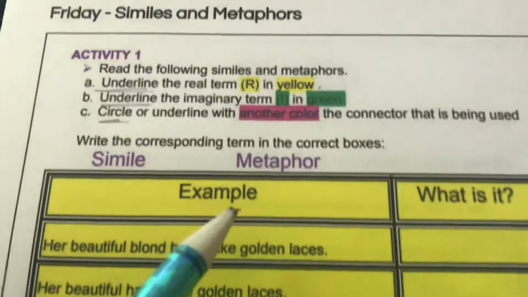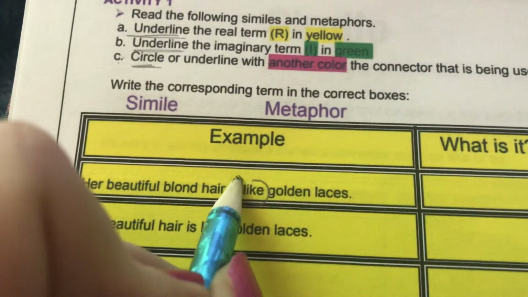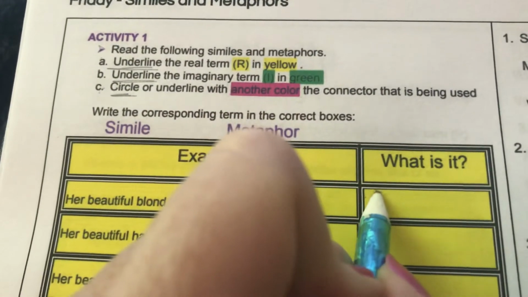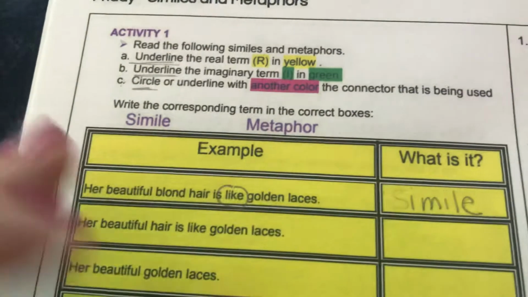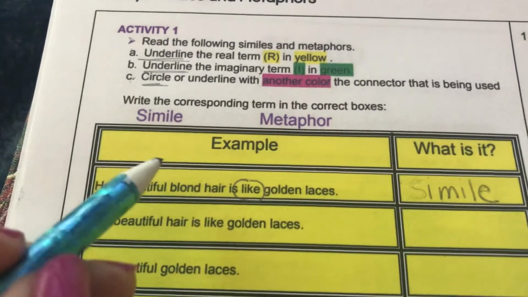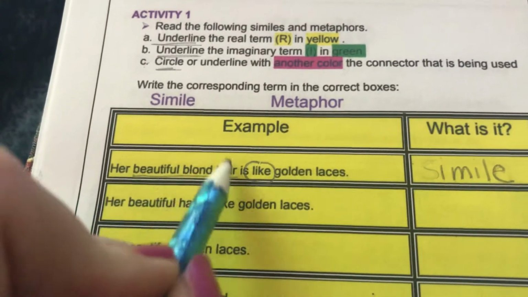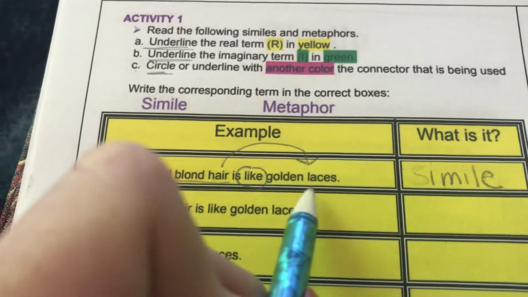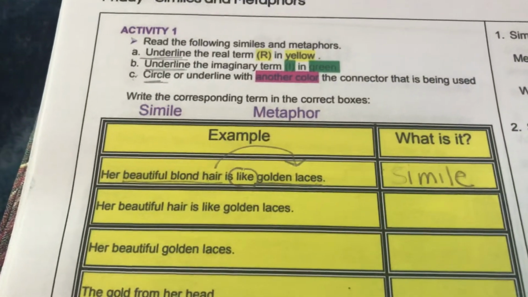Okay, I heard the word like, and we know automatically, and I'm going to circle it. If I hear that connector like, I automatically know it is a simile, right? Gosh, my pencil just does not want to cooperate. Okay, it gave it away. But now I'm going to go back and I'm going to underline my real term. My real term is beautiful blonde hair. We're comparing her beautiful blonde hair to what? To the imaginary term, which is golden laces. So that is your simile.